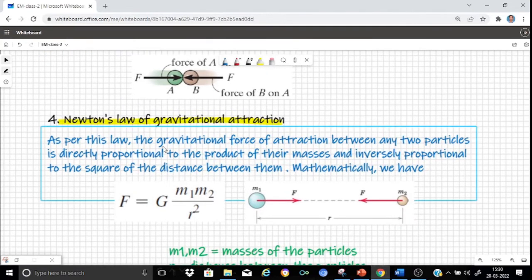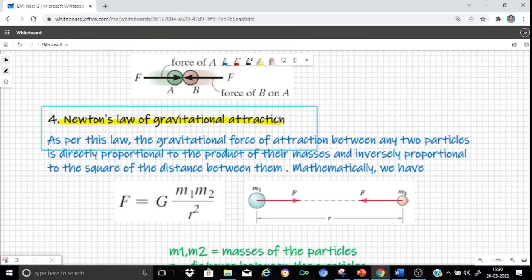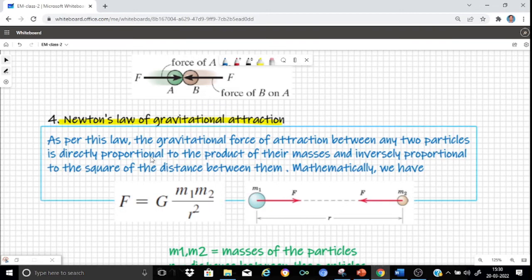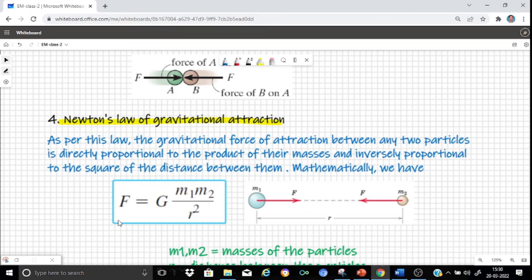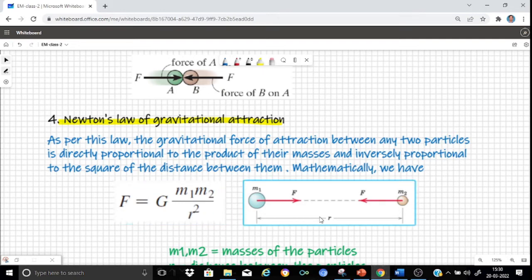Now the fourth law, that is Newton's law of gravitational attraction. As per this law, the gravitational force of attraction between any two particles is directly proportional to the product of their masses and inversely proportional to the square of the distance between them. So mathematically, we can say that this force F can be written as F equal to G into m1 m2 by r square. The various symbols in this formula are given here.